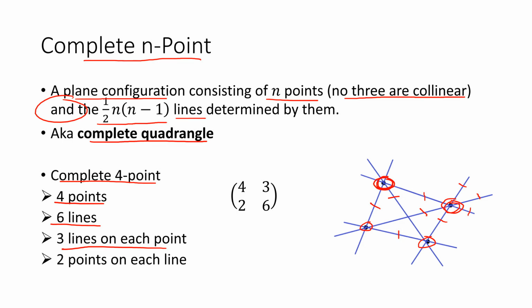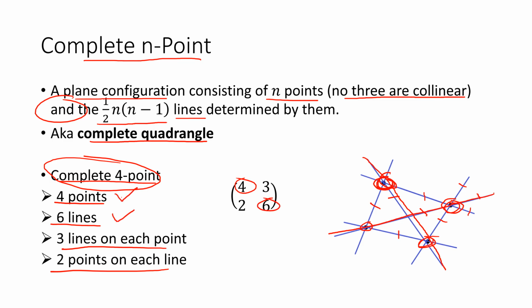Now, let's consider a line, for example, this line. How many points do we have in this line? We have 1 and 2. How about another line? Let's say this other diagonal. Yes, we can see that there are also 2 points on that line. Therefore, we have 2 points on each line. So the plane configuration of a complete 4-point is: 4 points, 6 lines, 3 lines on each point, and 2 points on each line.